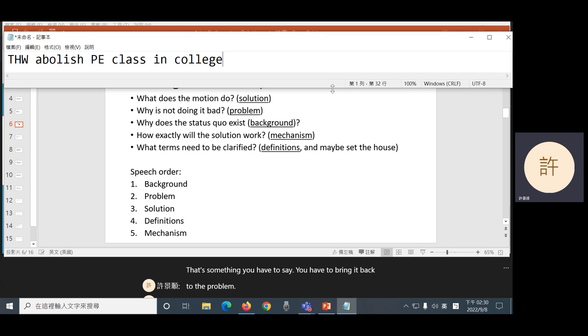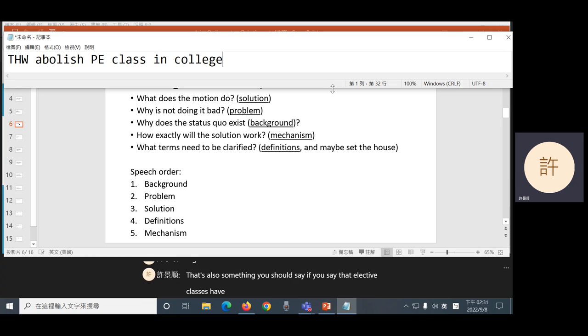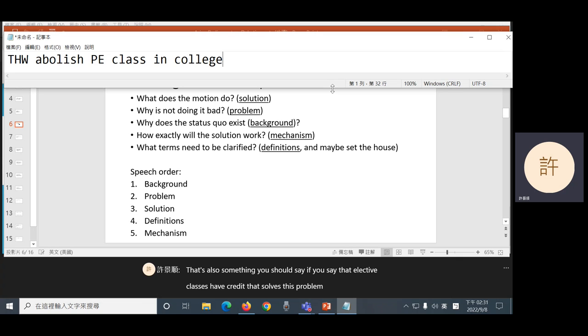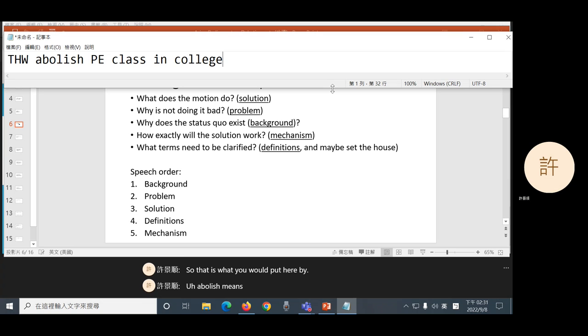And the second mechanism is that when you say abolish, you don't mean no PE class. You mean that PE is now elective. So you should explain that. Elective means that there will be credit, right? That's also something you should say. If you say that elective classes have credit, that solves this problem of no credit. So that is what you would put here. Abolish means make elective, and that can solve the above problems. Did I miss anything?